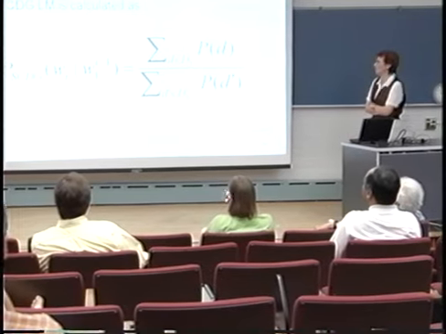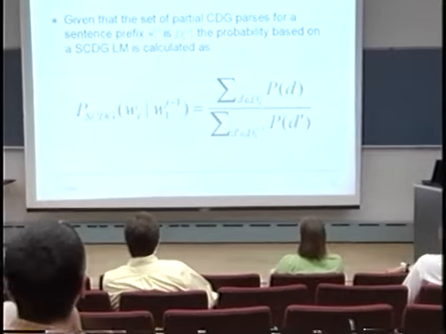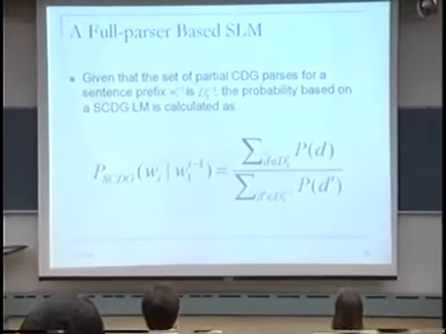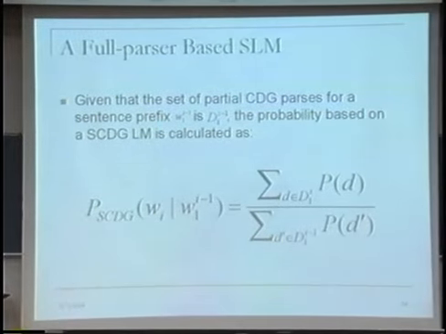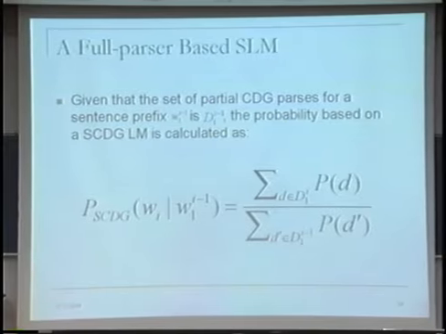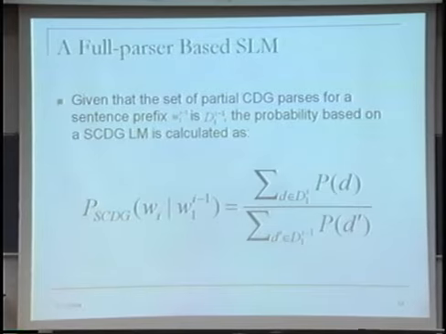Now, for the full parser language model, of course, we're working with parse prefixes. We're working from left to right. And so, in terms of the statistical language model, you want to calculate the probability of the word given prior words as being informed by the parse prefixes.